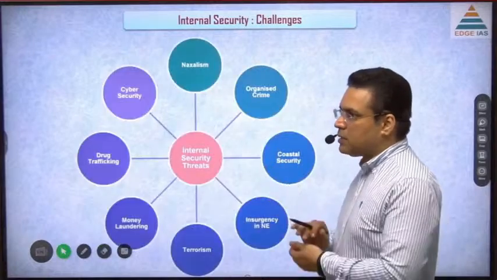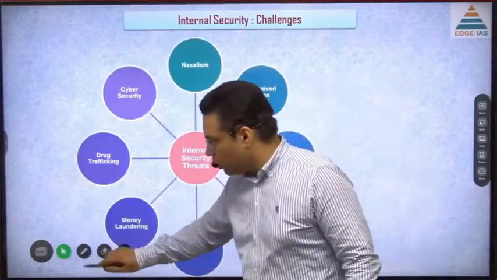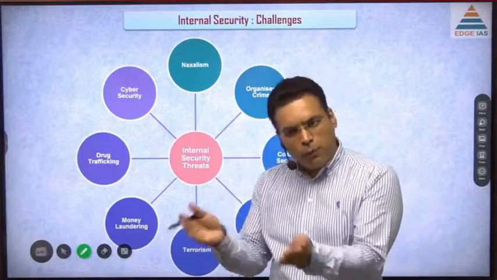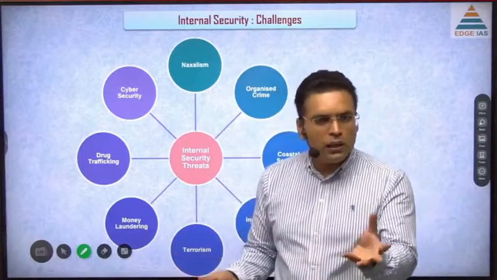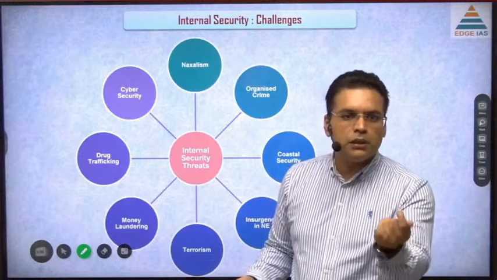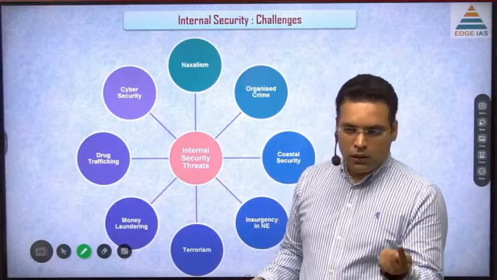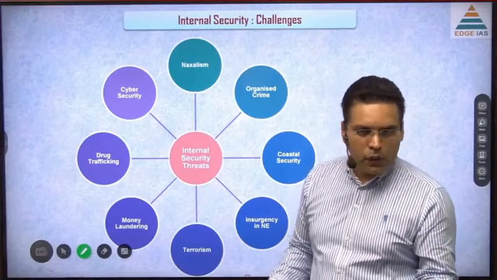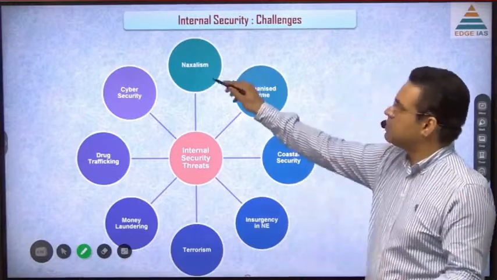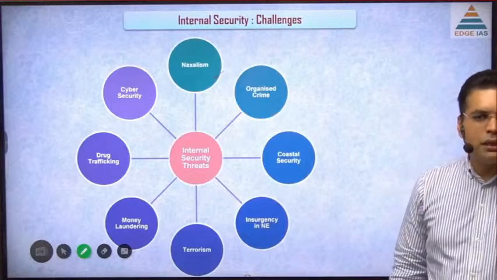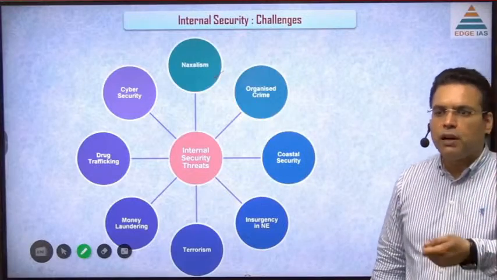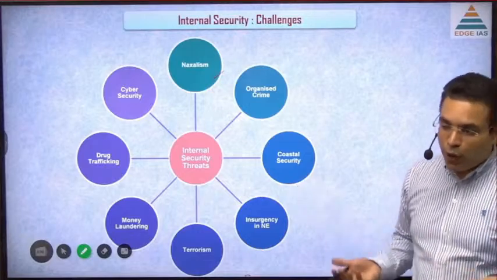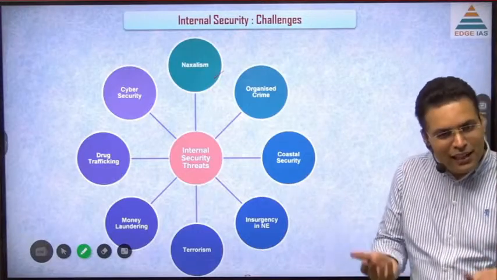Then coming to the internal security threats. If I talk about internal security problems, which means there are problems in internal security, so what are the problems? I said the biggest problem is lack of development. The biggest problem is the offshoots of lack of development. For example, naxalism. Naxalism is nothing but an example of development deficit. Tomorrow we will discuss naxalism. Why do some people have a problem with India? And these are Indians only.